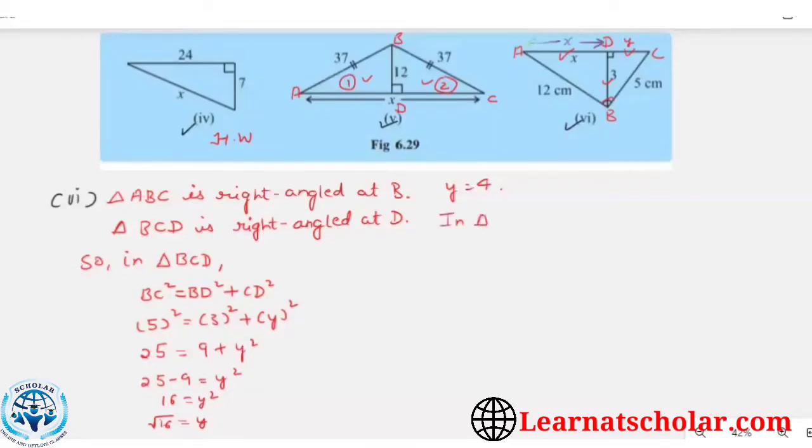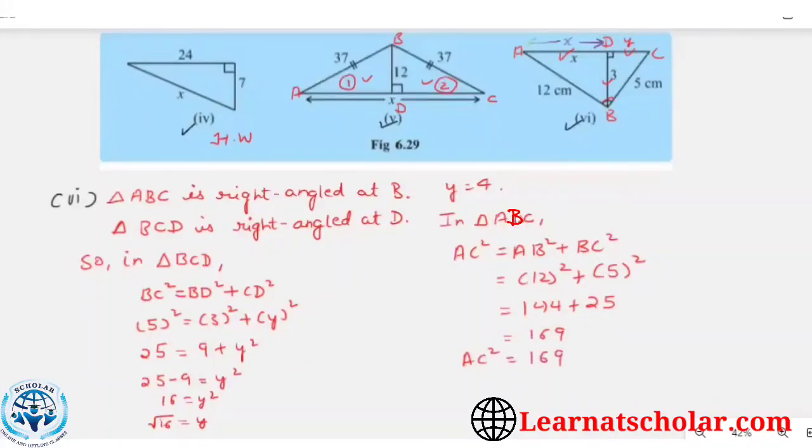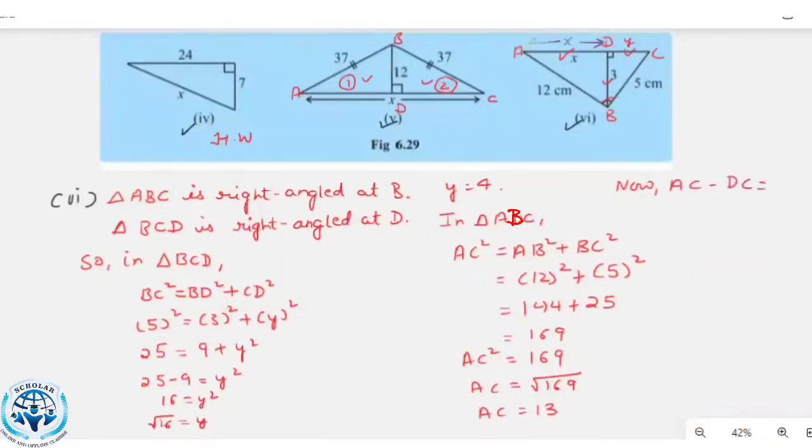For that we will take the triangle ABC, where AC square is equal to AB square plus BC square. 144 plus 25 is equal to 169. So the value of AC is equal to the square root of 169, which is equal to 13. So we have found out the value of AC.